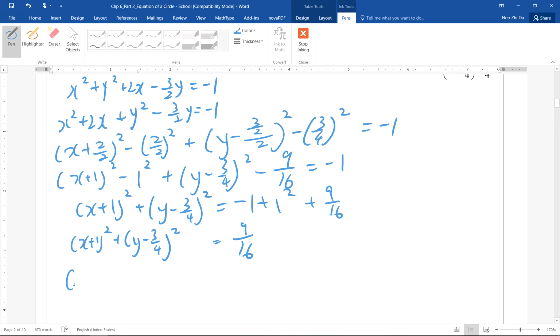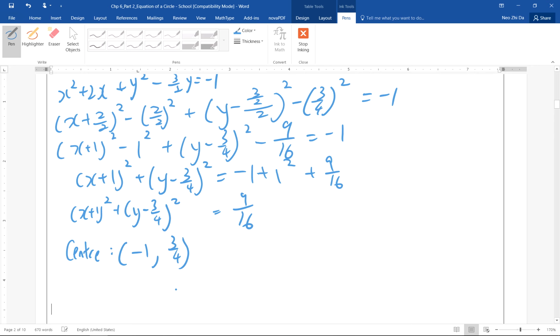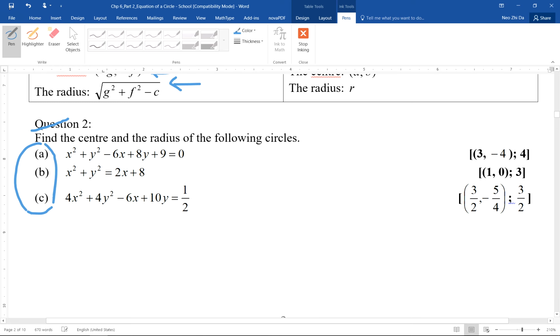Then from here, center negative 1, 3 over 4. Radius, you just need the square root of 9 over 16, which is 3 over 4. Okay, for the fun of it, I will do part C together with you.